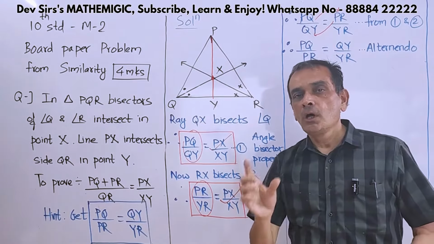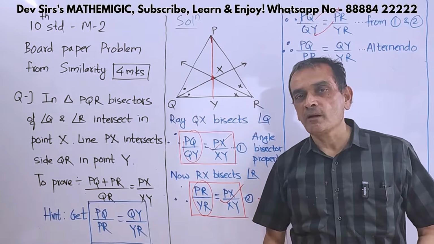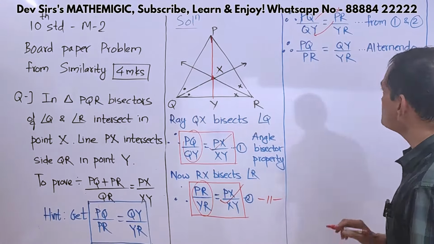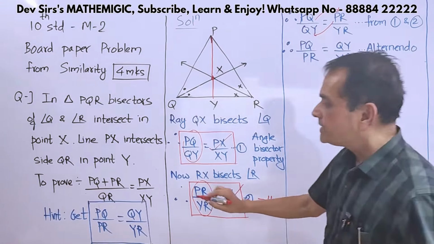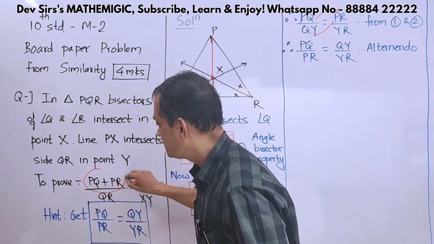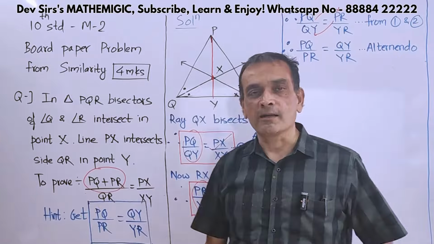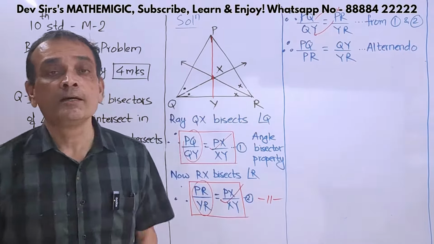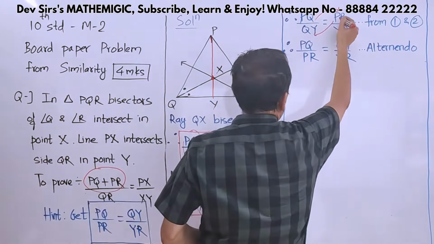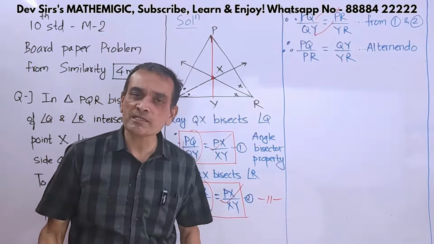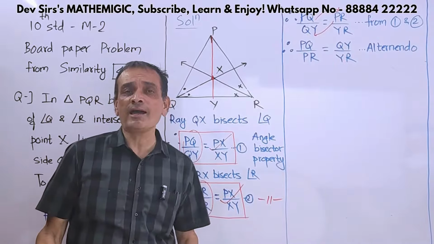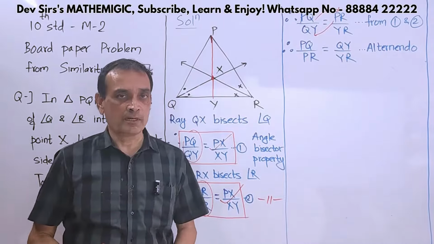What is componendo? Numerator plus denominator upon denominator. That means PQ plus PR upon PR. That is what we want here, friends. PQ plus PR in the numerator. We want that. That is the reason that PR has been shifted over here. Followed? Once you understand the reason, problems become simple.